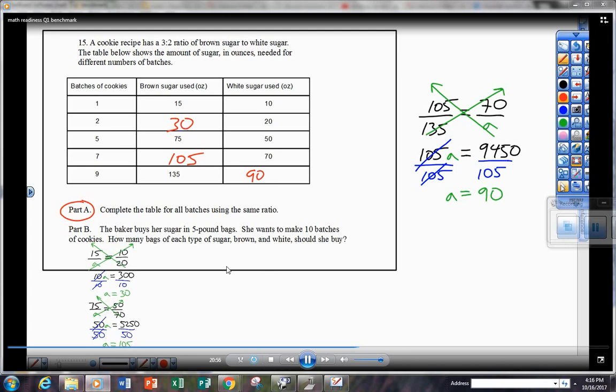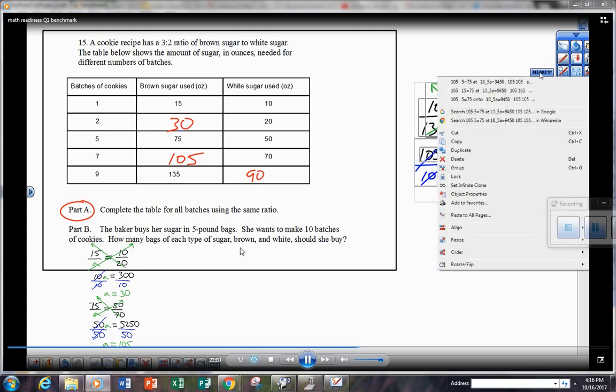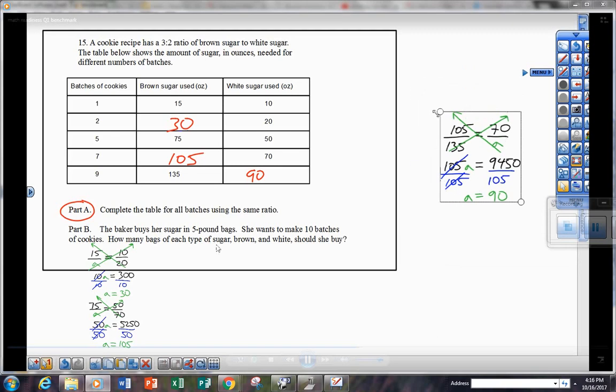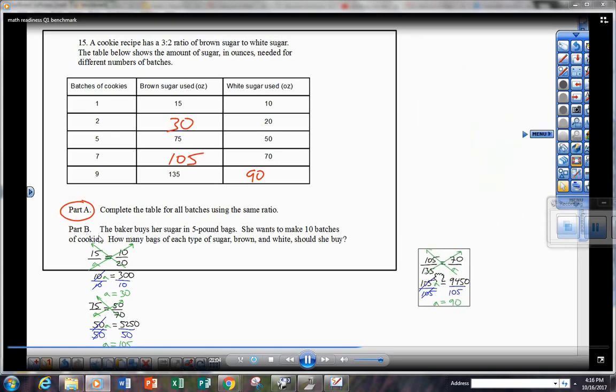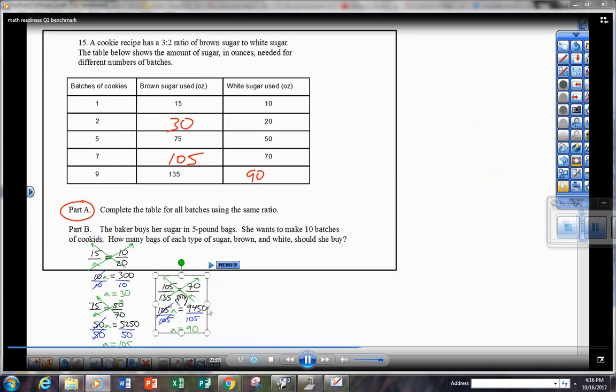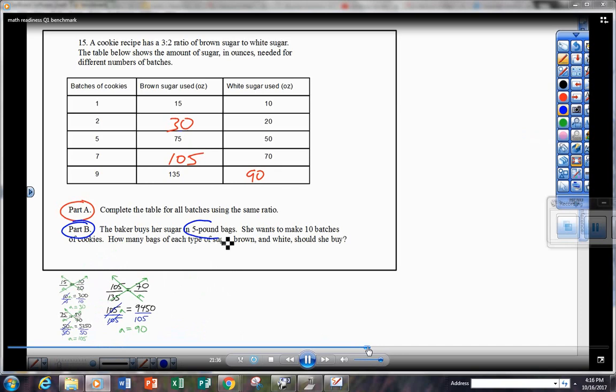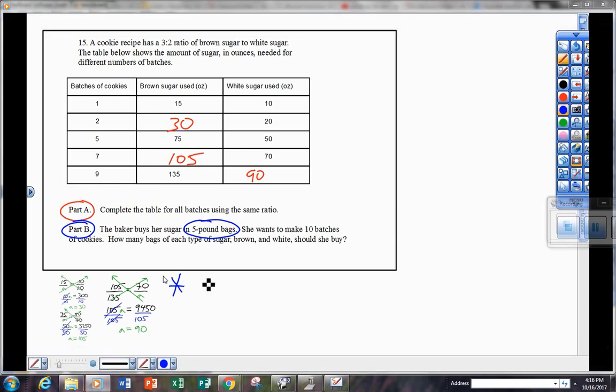Now for part B, I'm going to extend this table out and do two separate conversions here. So this, I believe, is the hardest problem on the test right here. So for part B, I'm going to use two separate conversions. I'm going to use the first conversion of how many ounces in a pound. For this conversion right here, I'm going to use 1 pound equal to 16 ounces.